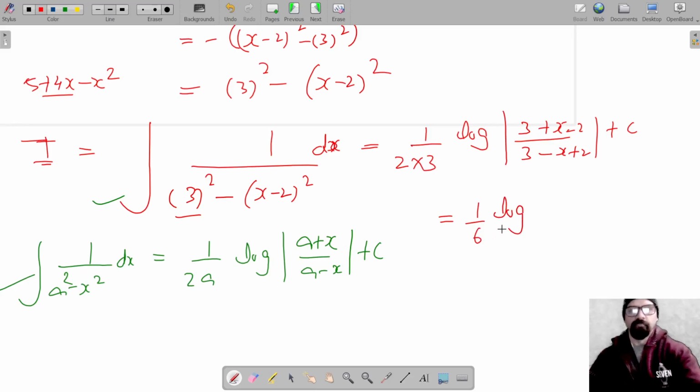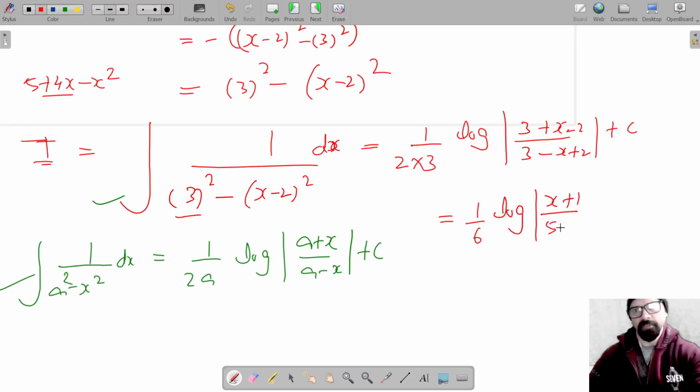So finally, our answer is 1 by 6 log of 3 plus x minus 2, which is x plus 1, upon 5 minus x, plus c. The formula was a plus x upon a minus x. So this should be the answer: 1 upon 6 log of 1 plus x upon 5 minus x plus c.